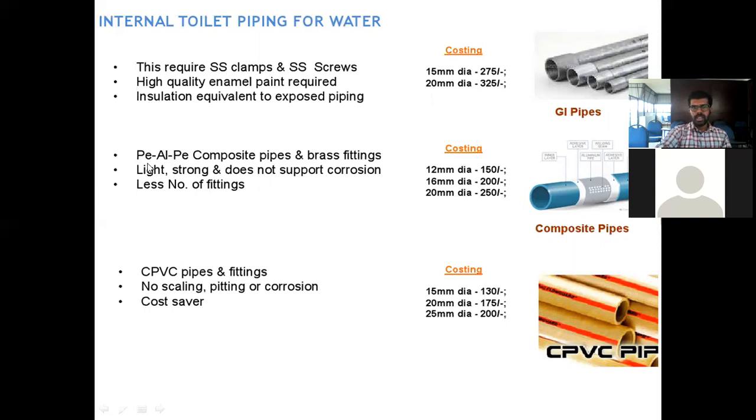This requires SS clamps and high quality enamel paint. The pipe costs depending upon different diameters are shown here, and this will change. For GI pipes, this is the costing. For composite pipes, this is the costing. For CPVC pipes, the cost is different. Its advantages as well as a brief description are also given. So you just need to go through all these things. I'm not explaining much about this.